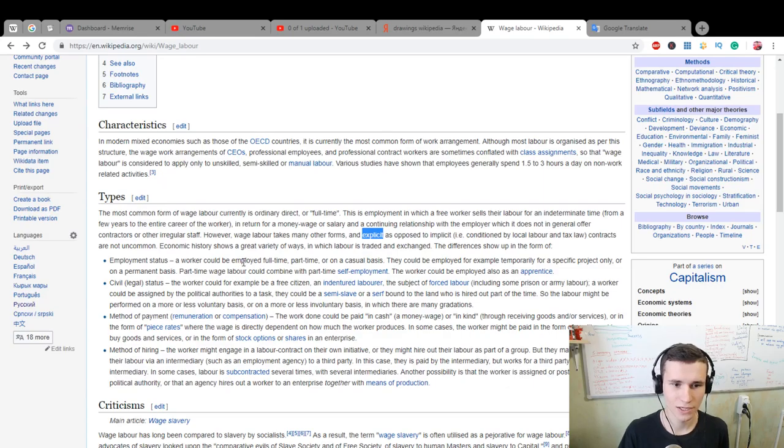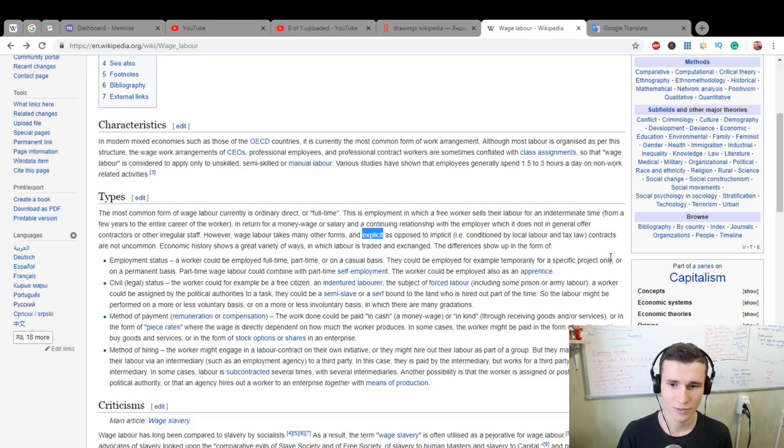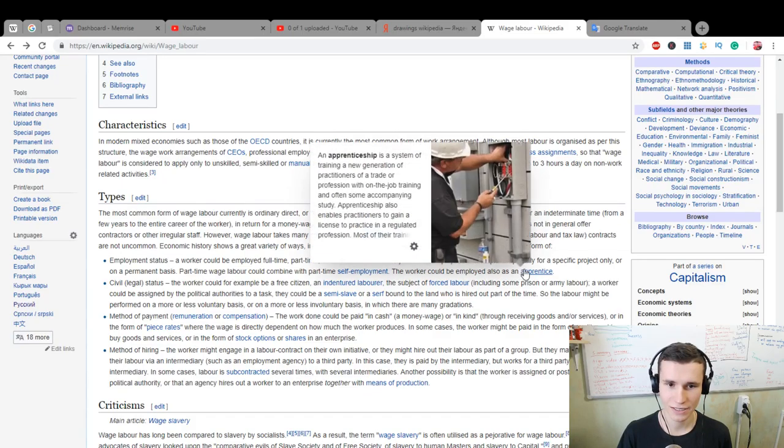A worker could be employed full, part-time, or on a casual basis. They could be employed, for example, temporarily for a specific project only, or on a permanent basis. Part-time wage labor could combine with part self-employment. It's the state of working for oneself rather than an employer. The worker could be employed also as an apprenticeship. It's a system of training a new generation.